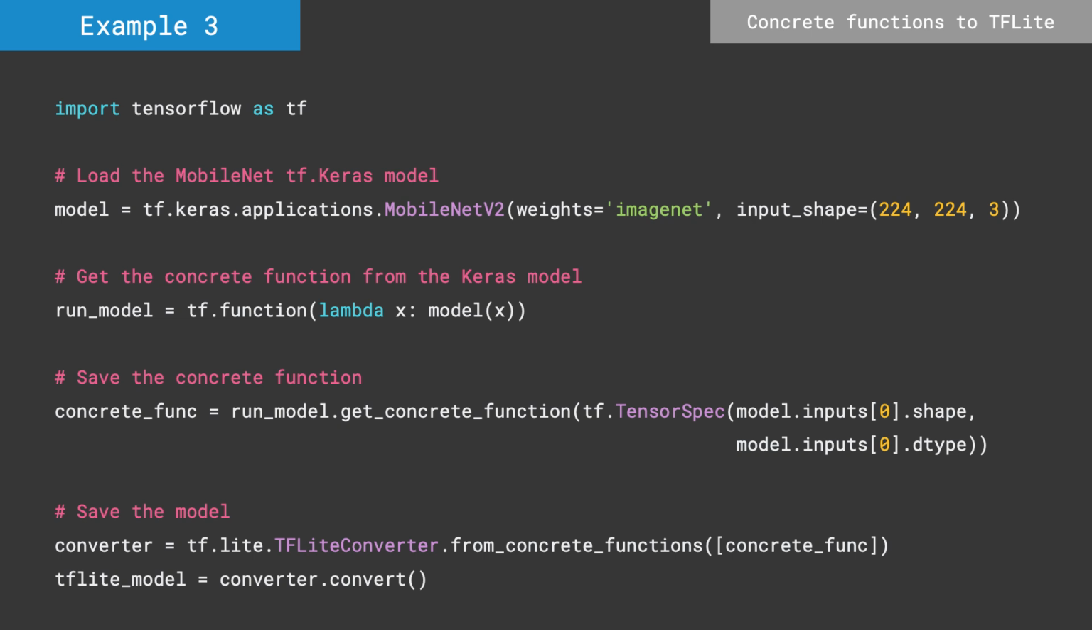After we have our callable function that can execute a TensorFlow graph, we can get the concrete function by using the get_concrete_function method. As you can see, we need to pass the tensor specifications of our model's inputs to the get_concrete_function method. The concrete function will contain the graph that can be converted to the TF Lite model. So the next step is to convert our concrete function into a TF Lite model. This step is the same as in our previous examples, except that now we have to use the .from_concrete_functions method of the TF Lite converter.